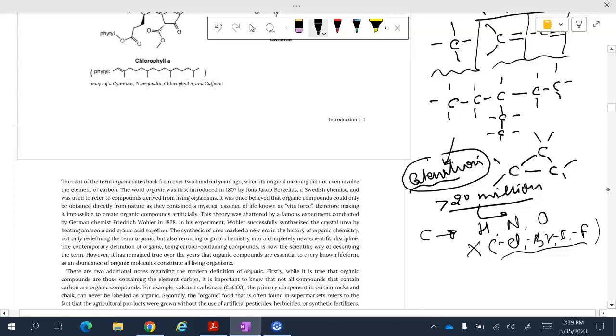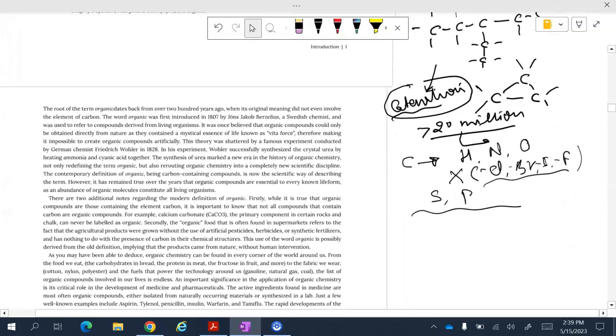And sometimes you will see, along with carbon, there will be sulfur and phosphorus. These are a handful of elements that are involved in forming covalent bonding. These are the unique features of carbon that make organic chemistry such a vast branch of chemistry, and a very big branch of chemistry as well.